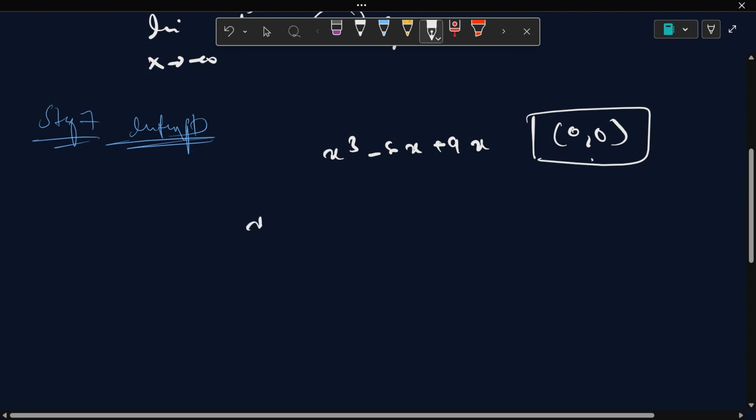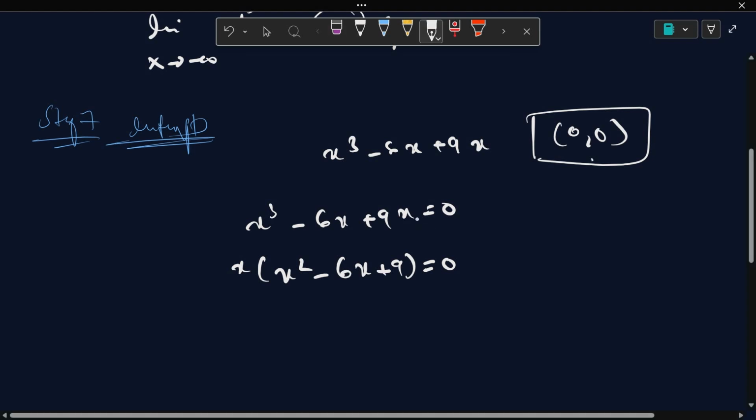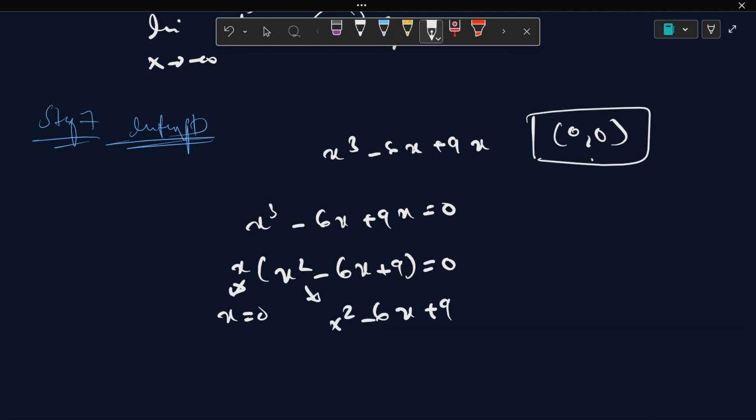And now if I want to figure out my x intercept, I basically have to make the whole equation equal to 0. So I have to make my y equal to 0 and figure out the values for which it gives me y equals 0. So now I can factor out an x in this equation. So here this can be broken down into two equations: x equals 0 and x squared minus 6x plus 9 equals 0.